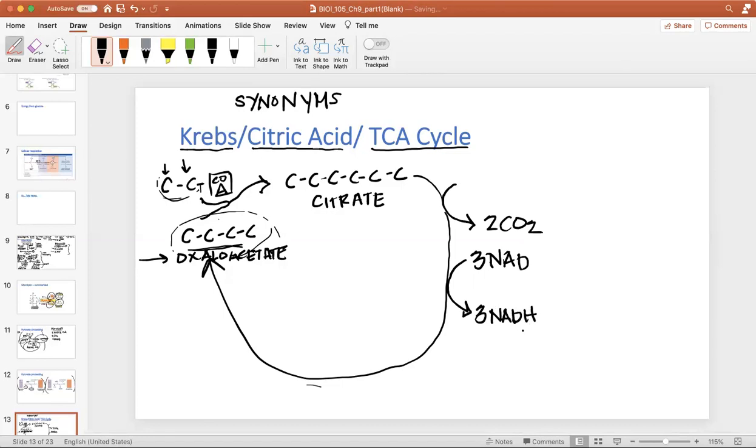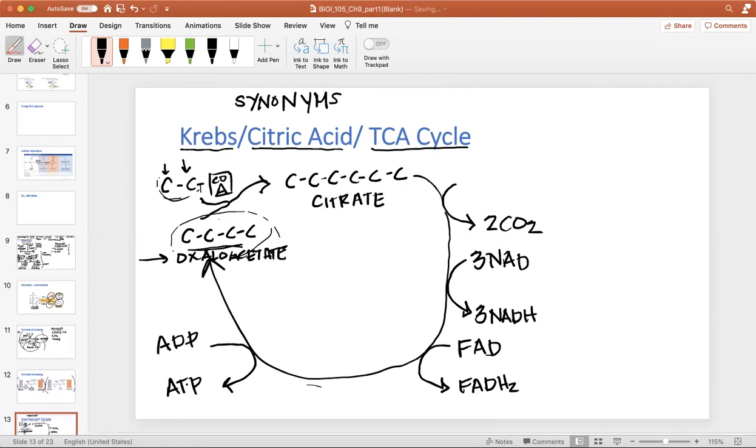So you're going to gain some high energy electron carriers. There's another type of high energy electron carrier you're going to gain throughout this process. You're going to take a molecule called FAD, and it's going to get converted to something called FADH, which has actually two H's there. You're going to get one of those. And the very last thing that you're going to get out of this is you're going to go from an ADP to an ATP.